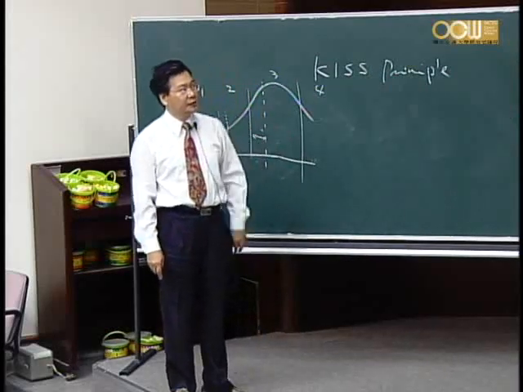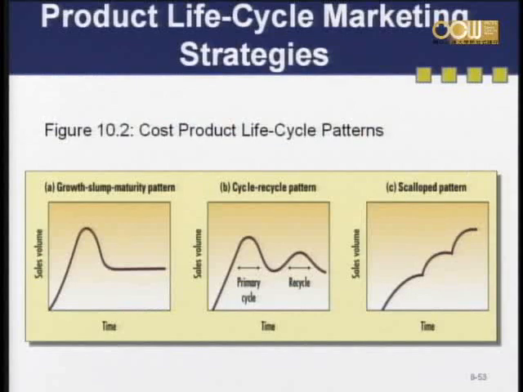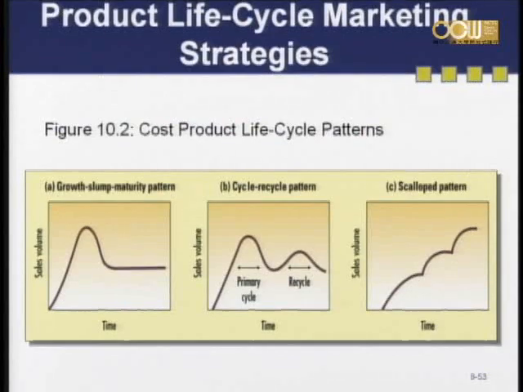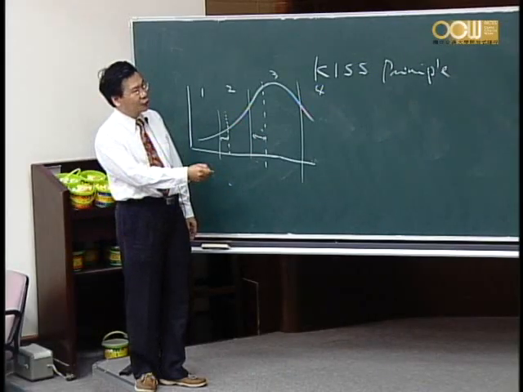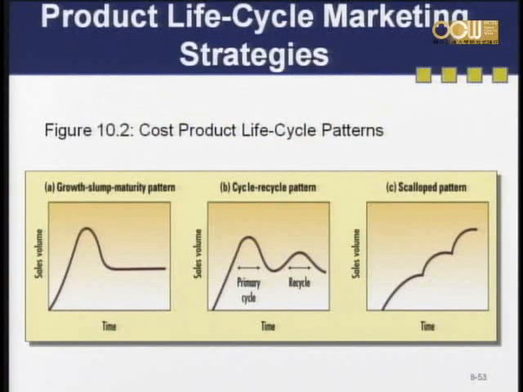Then there are many different life cycles. The one I just mentioned is a theoretical one; in fact, it doesn't exist. There are a lot of products with growth, slump, maturity patterns, up and down. Like the microwave: when they introduced it, everybody bought it, and after that it started to saturate. Then there is the cycle-recycle pattern, like H1N1, this kind of flu. There's a circle, coming and going down, coming and going down.